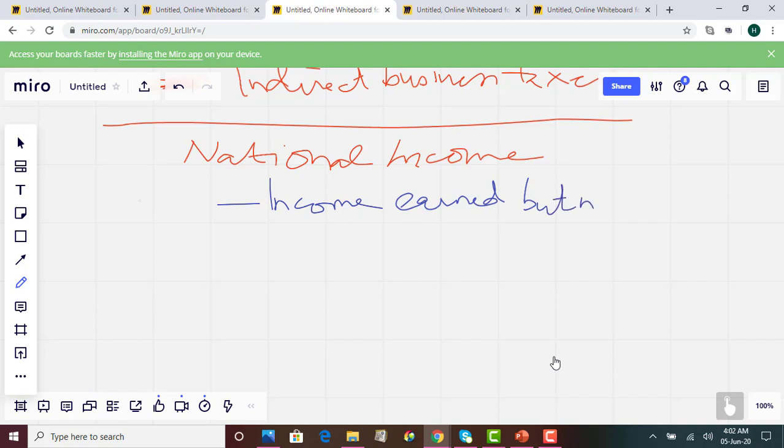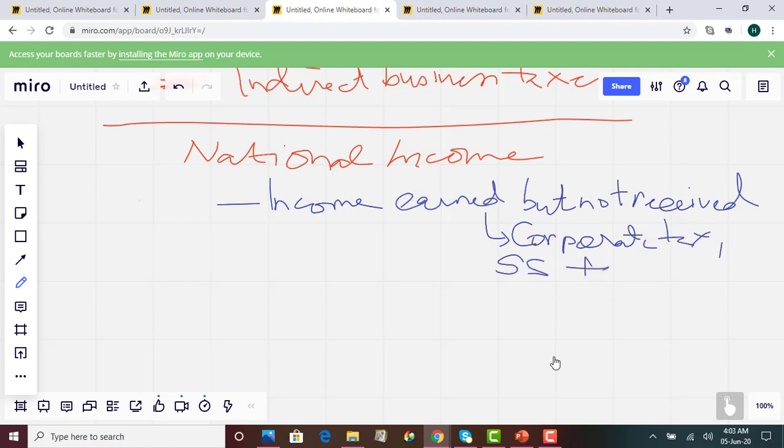but not received. Now what can be an example of this? Income that is earned but not received. So any type of taxes we pay on the income, we earned the income but we are paying those away as taxes to the government, so we do not receive that, right? So we subtract all these numbers, and the items included under these are corporate tax, social security tax, or we also subtract undistributed corporate profit.